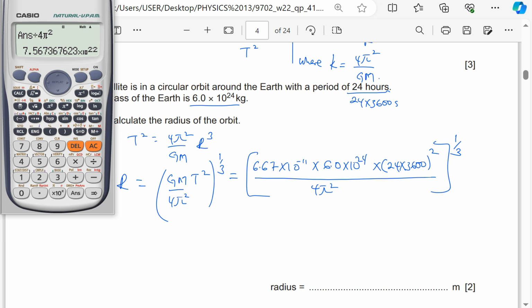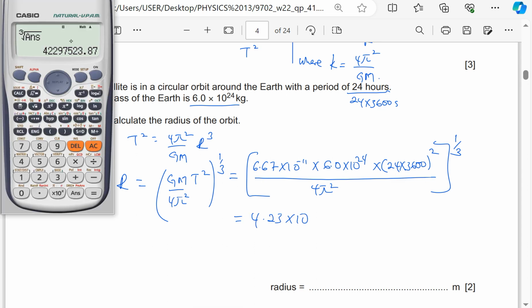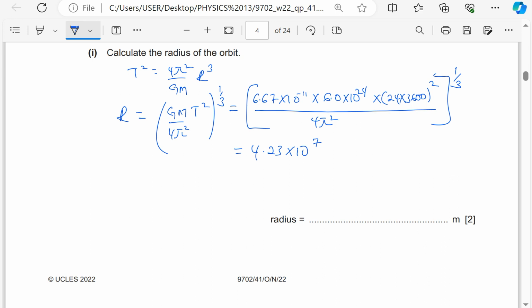Then I'm going to find the cube root. So I'll find the cube root. Let me just say shift cube root of the answer. So this is giving me 4.23 times 10 to the power of 7. So the radius is going to be 4.23 times 10 to the power of 7 meters.